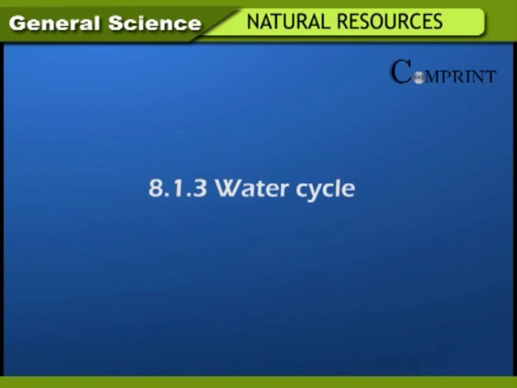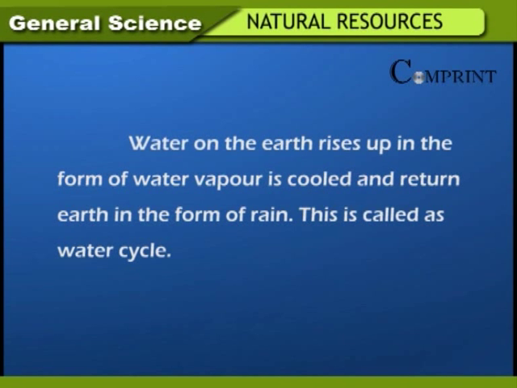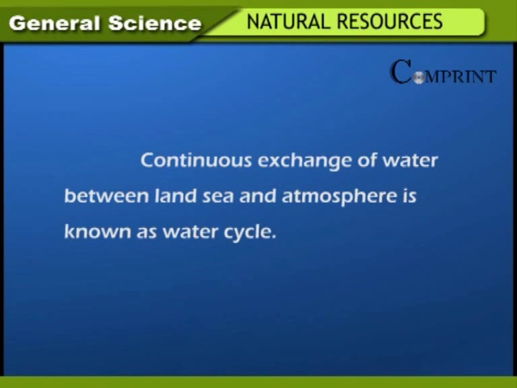Water cycle. Water on the earth rises up in the form of water vapor, is cooled and returns to earth in the form of rain. This is called the water cycle. Continuous exchange of water between land, sea and atmosphere is known as the water cycle.